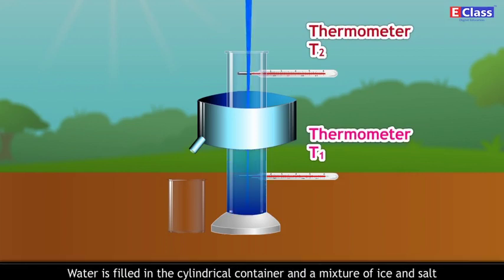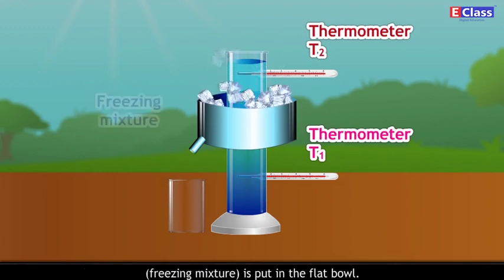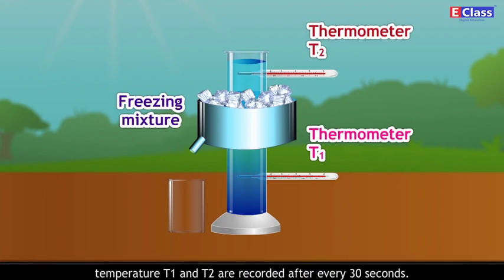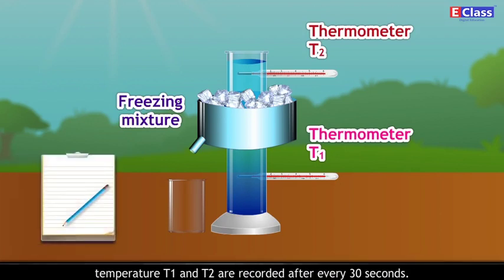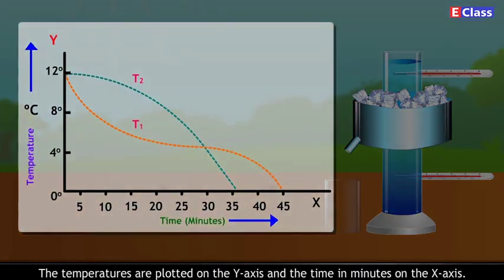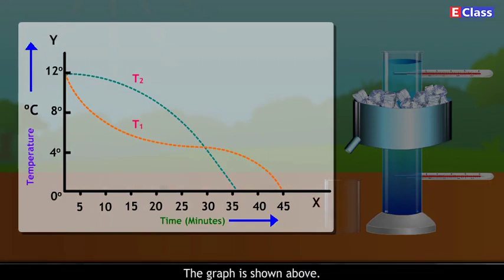Water is filled in the cylindrical container and a mixture of ice and salt, a freezing mixture, is put in the flat bowl. During the study, temperatures T1 and T2 are recorded after every 30 seconds. The temperatures are plotted on the y-axis and the time in minutes on the x-axis. The graph is shown above.